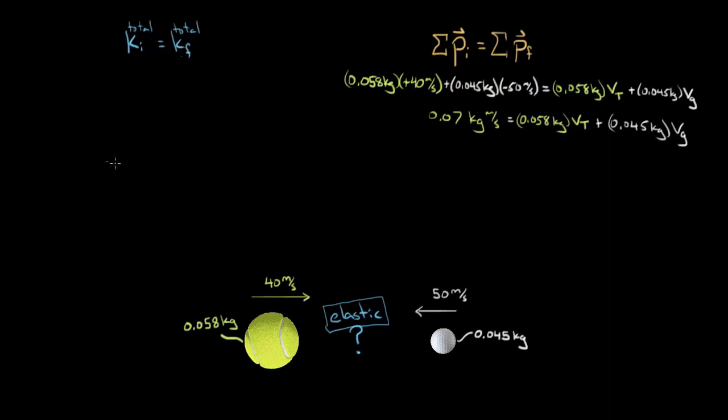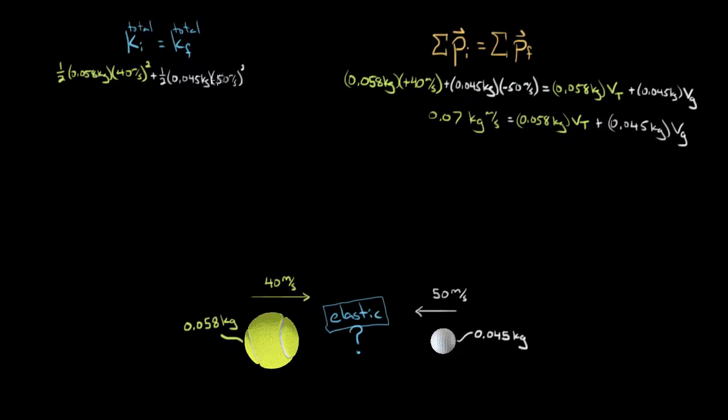And remember, kinetic energy is 1/2 mv squared. So I can say 1/2 times 0.058 kilograms, the mass of the tennis ball, times its initial velocity, which was 40 meters per second. You can't forget to square it. Kinetic energy is 1/2 mv squared. And then plus the initial kinetic energy of the golf ball, which is going to be 1/2 times the mass of the golf ball, 0.045 kilograms, multiplied by its initial speed squared. I'm just going to do positive 50 because we're going to square this. This is just the speed in kinetic energy.